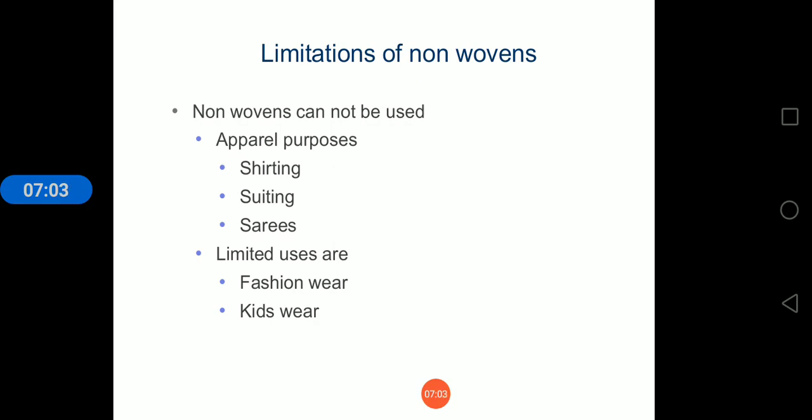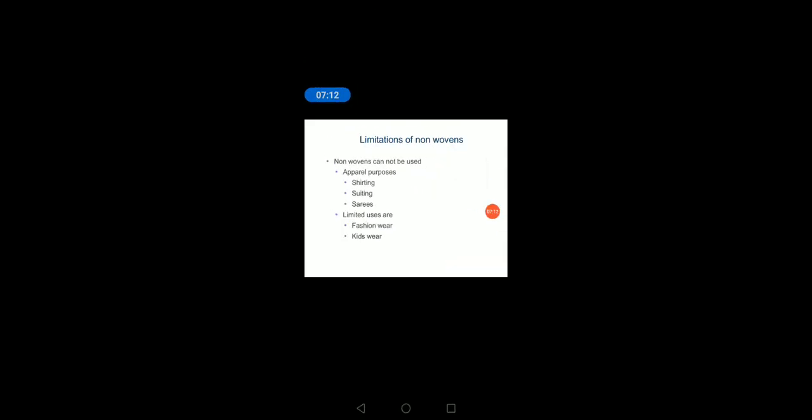Non-wovens cannot be used for apparel purposes like shirting, suiting, saris, and laminated uses are fashion wear and kids wear. So this is the brief introduction of the non-wovens.